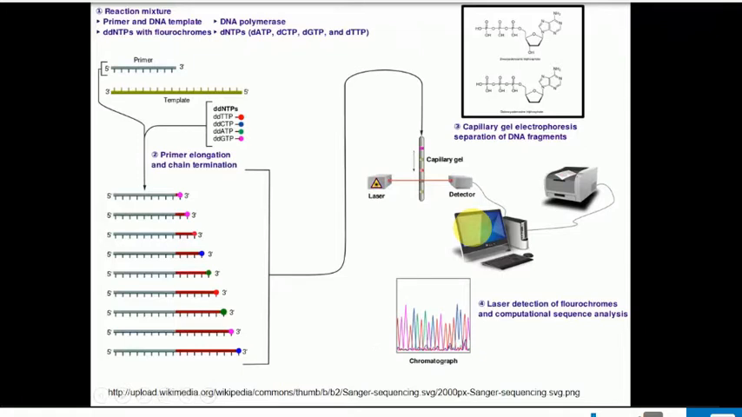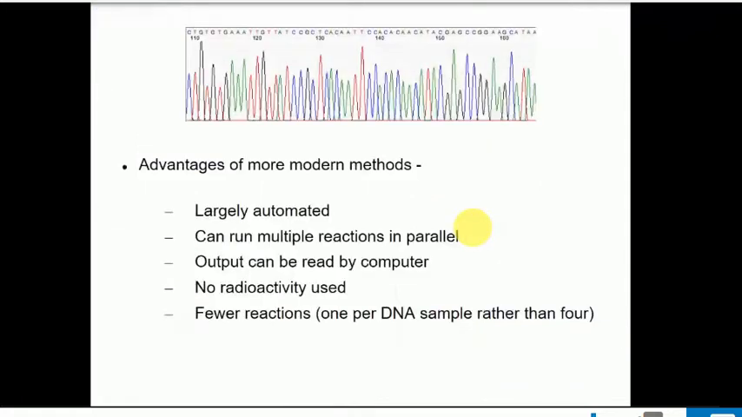So instead of having someone sitting at a computer laboriously typing in A's, T's, C's, and G's, the computer gives you the answer. So here's, again, a bit of sequence data from the lab. This is what a good quality sequencing run will look like, and you could read this sequence, but actually the software does it for you, so you can see the sequence at the top there.